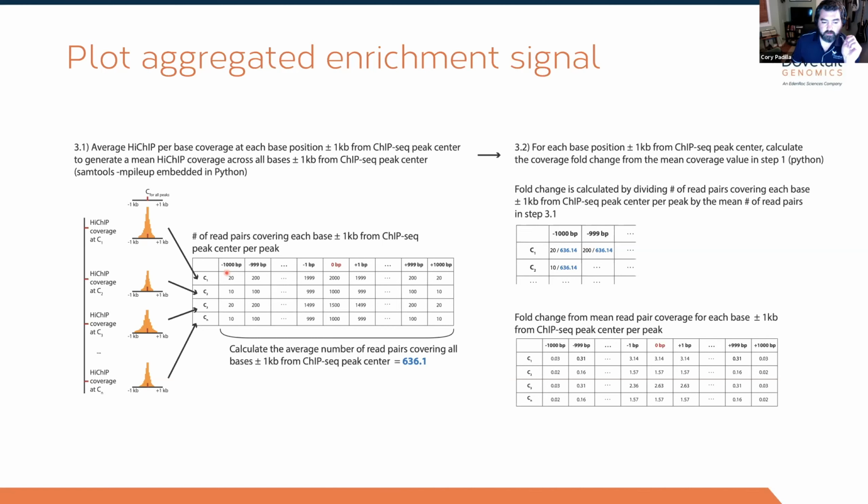So for the minus 1 kb base pair in this first peak, it may be 20, it may be 10 here, it may be 20 here, maybe 10 right here. And then as we get into the center, this is a bigger peak, so there's 2,000 read pairs that cover it. There are only 1,000 read pairs that cover this particular base at the center.